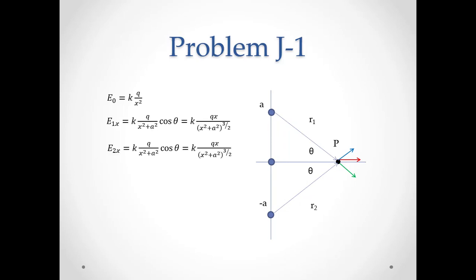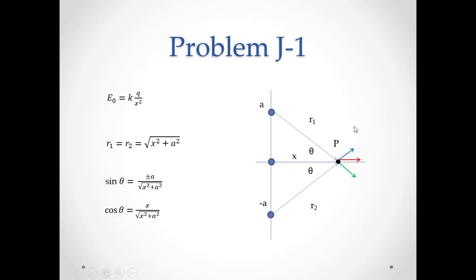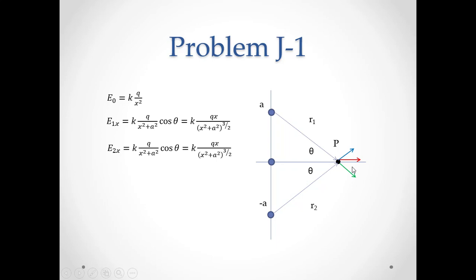So let's look at what's happening here. Now, it's worth pointing out that for the blue and green vectors, their y components cancel each other out. X and a are the same, so sine is the same. One's just going to be negative a over the square root of x squared plus a squared, and the other one's going to be equal to a over the square root of x squared plus a squared. And those are going to cancel each other out. However, the x components will not cancel each other out.